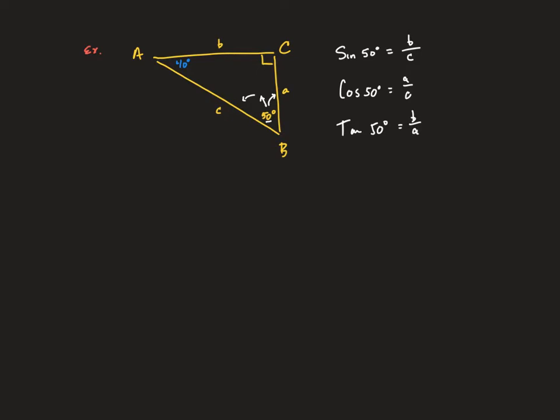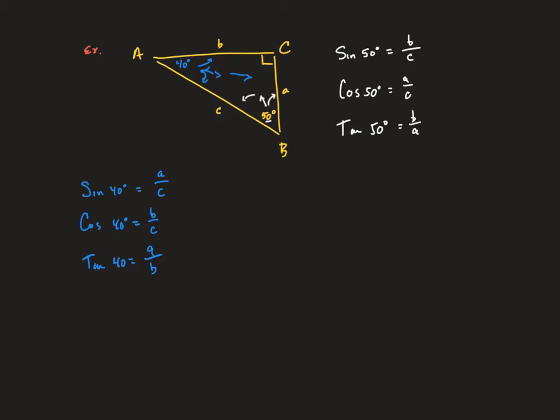So we're able to figure out those ratios, and we can turn around and do the same thing for angle A. The sine of 40 degrees is going to be the opposite, which we said was A, over the hypotenuse, which is C. The cosine of 40 degrees is going to be the adjacent over the hypotenuse. And then finally, the tangent of 40 degrees is going to be the opposite, which we said was A, over the adjacent, which we said was B.